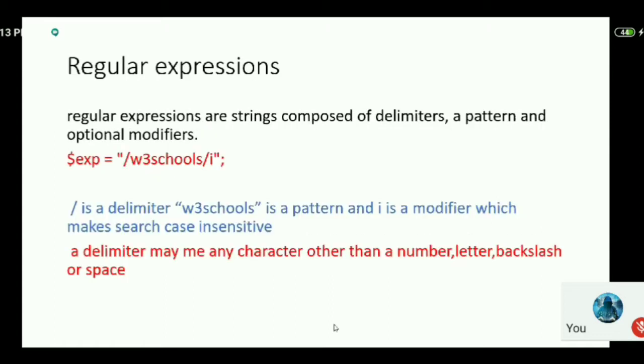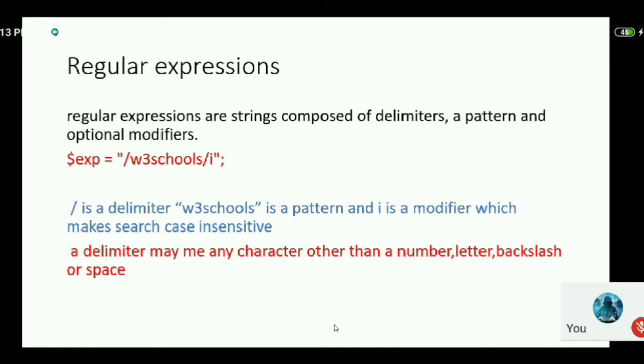Listen carefully. Now, you can see here, this is called as a pattern here. I have given here in the variable called as expression, $exp. And I'm just having a pattern here. So I want to search the pattern called as W3 schools. That means whenever my sentence is having a pattern called as W3 schools, I should get a match here. That means I should get a positive value called as yes or no or 1 or 2, something like that.